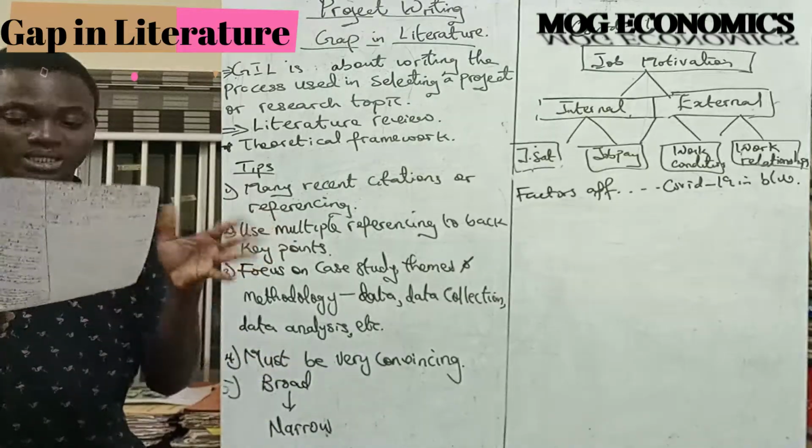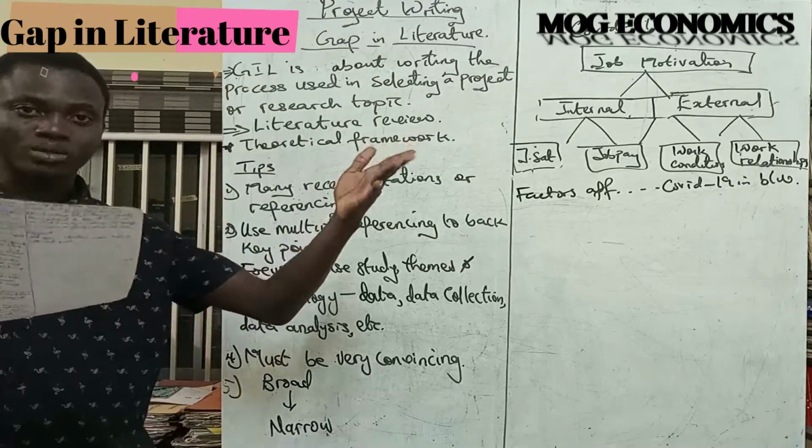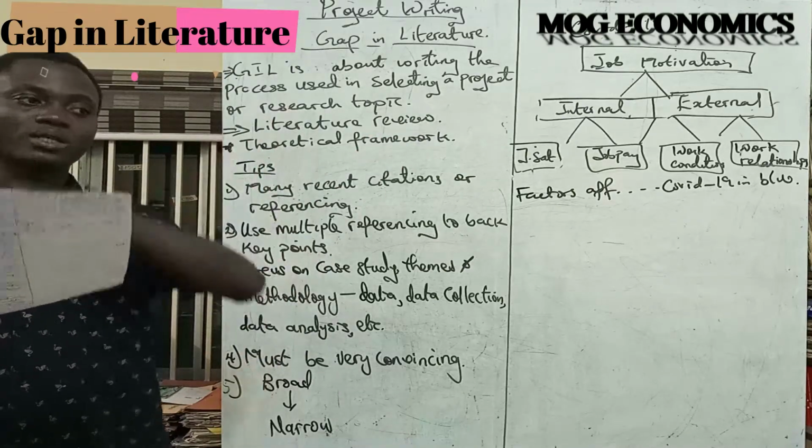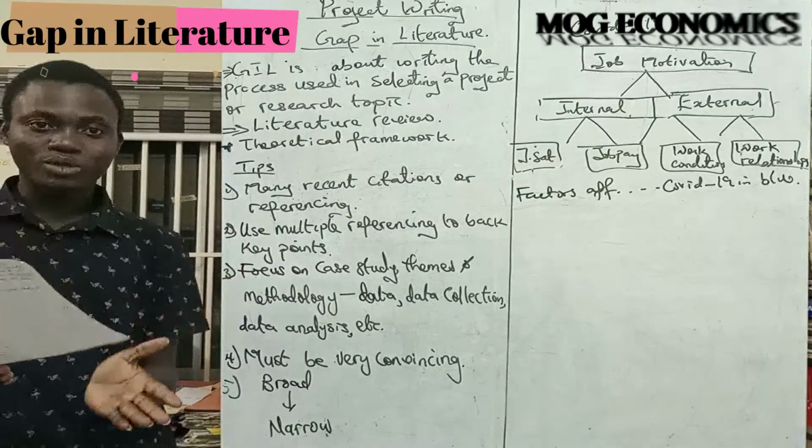Okay, so that's still in Nigeria. So you continue on and on. You understand? You keep citing journals, the places where these things have been done. You want to narrow it down to what you really want to do.